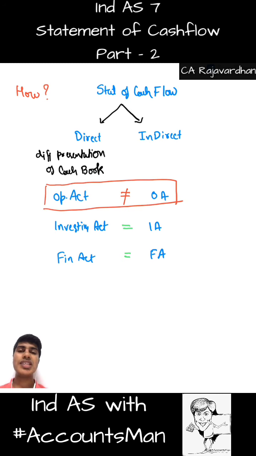So these two are just different ways of presenting our cash book. We'll write all the receipts from investing activity, subtract all the outflows from investing activity. That will give us cash flow from investing activity. We'll write all the inflows from financing activity, we'll write all the outflows from financing activity, then we'll arrive at cash flow from financing activity. Inflows refer to receipts, outflows refer to payments. So that's a very easy point.